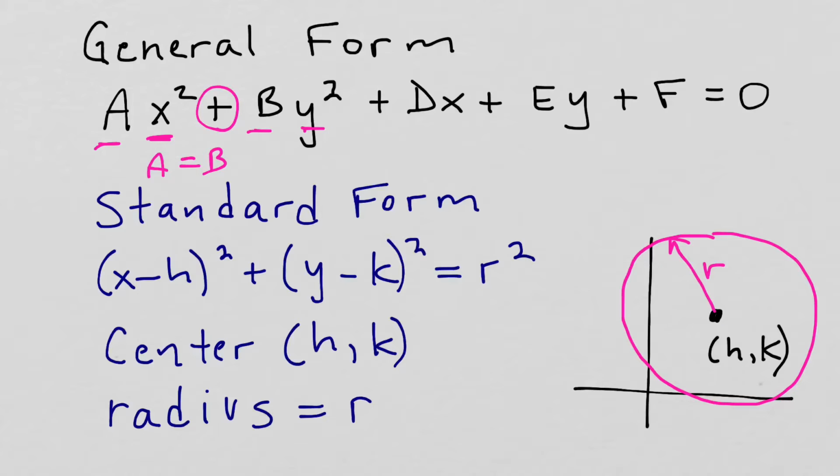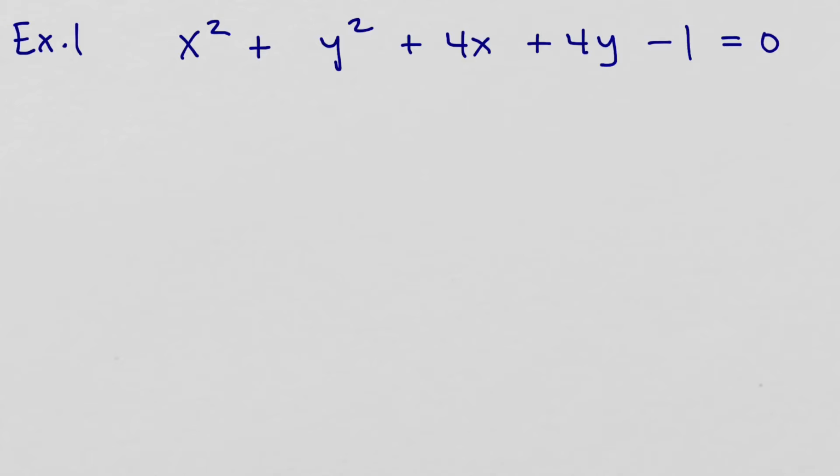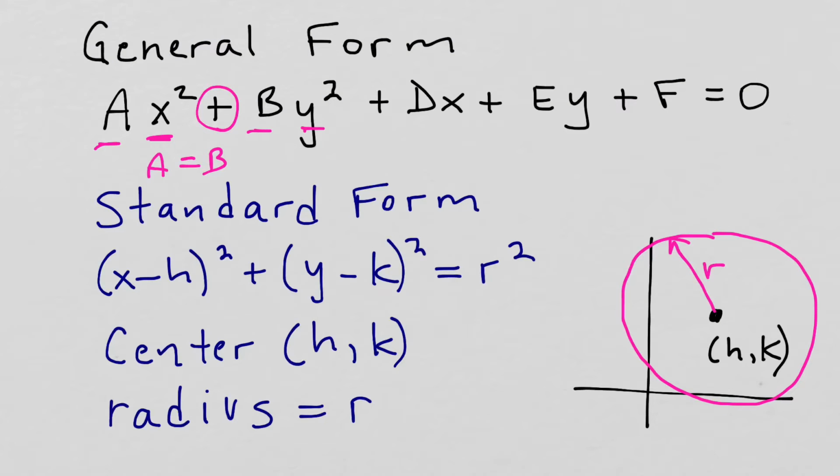So let's do a couple of examples here. Here's our first example. Let's check to see whether it is a circle. I have my x squared and my y squared. I have my plus in between, and the coefficients are both ones, so they're equal. That means this is a circle. Now we're going to use the method called completing the square to transform this form of the equation of the circle into what we call standard form, this form here.